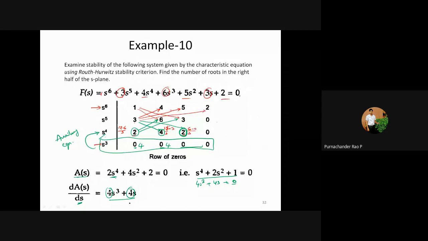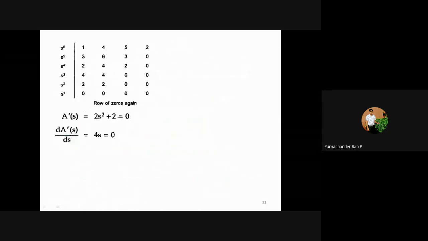Okay, 4 and 4 should be taken for the s cube. So just those are replaced here. For s cube, we are replacing this with 4 and 4. Then we will proceed for the s square term.